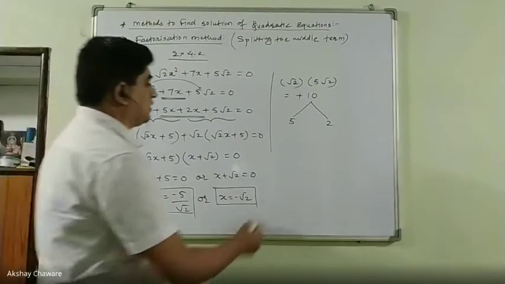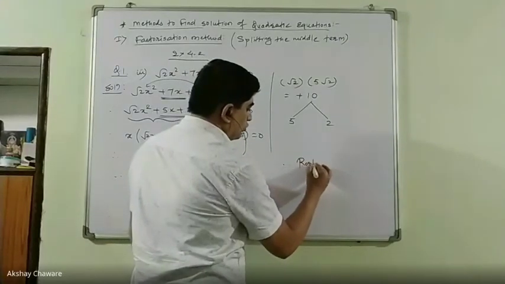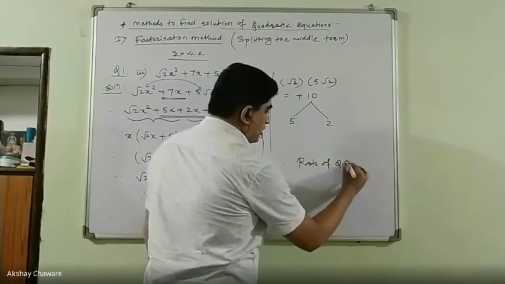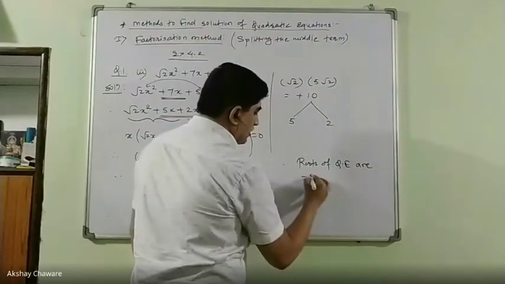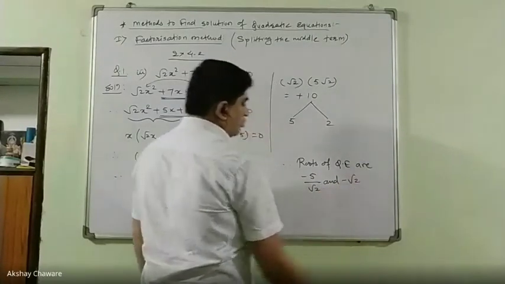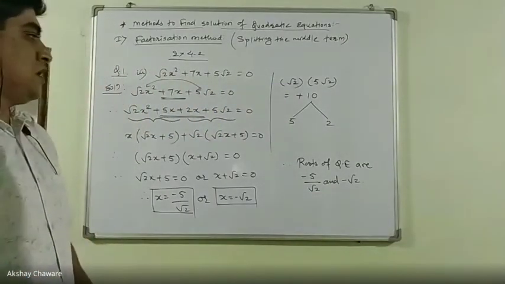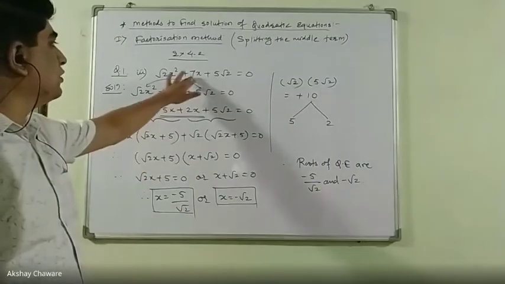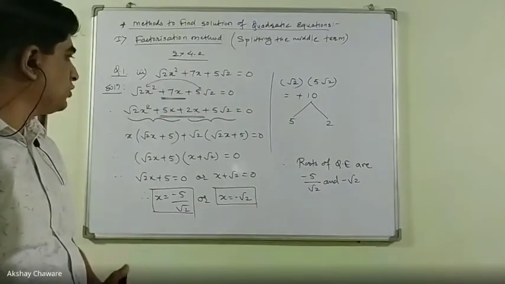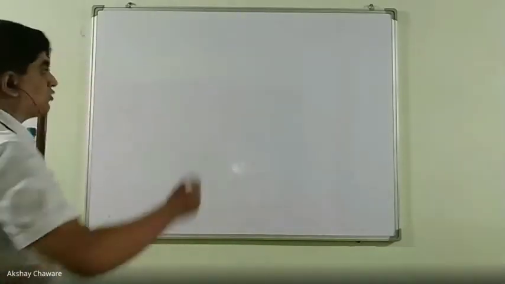No issues. And then finally we will write our answer: the roots of the given quadratic equation are minus 5 by root 2 and minus root 2. Roots means zeros. Zeros means the values of the variable which satisfy the given quadratic equation. So this is all about splitting the middle term. Okay, so let's start question number 2.